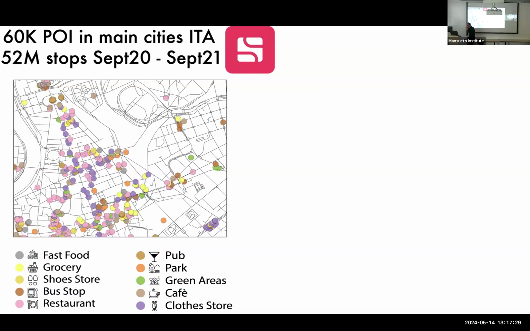in the type of store. So the data that we have is 60K POI from all Italy, with 6 major cities, and 52 million stops. And then these are the data from Rome, this is Piazza del Popolo, the Spanish Steps. Okay, this is the city center. So we have this data.